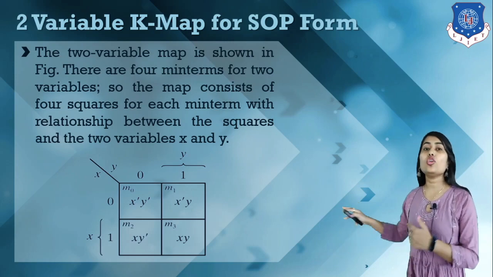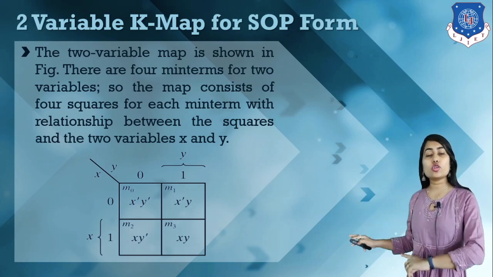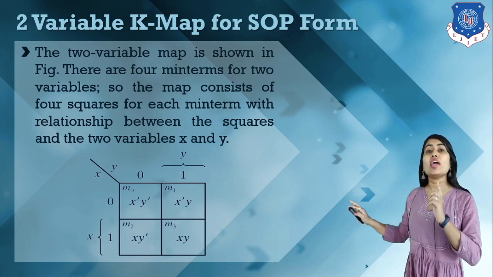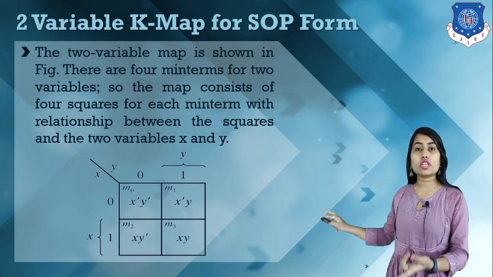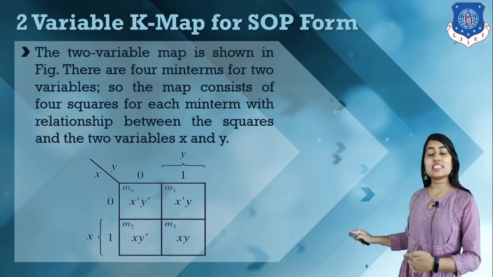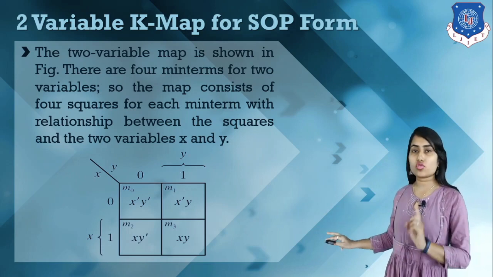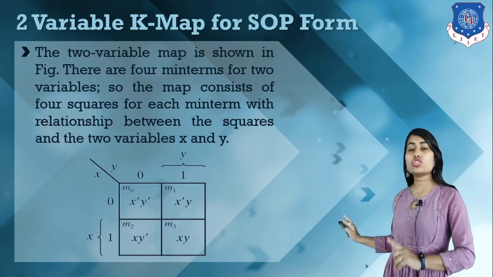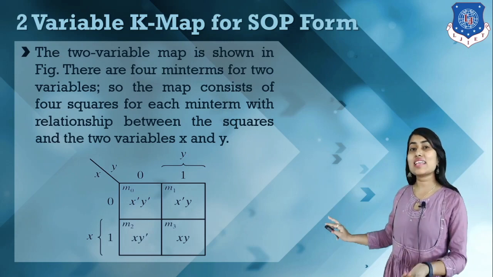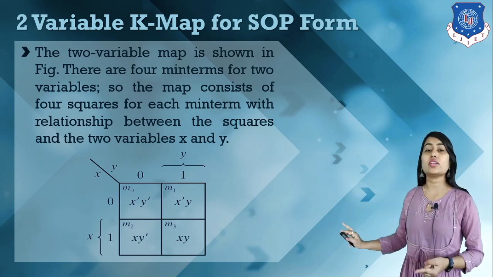So here 0 and 1, as this is in a SOP form. For SOP, whenever x is equal to 0 it represents x dash, and when x is equal to 1 it represents x, right? For x equal to 0 it is represented by x dash, and for x equal to 1 it is represented by x.